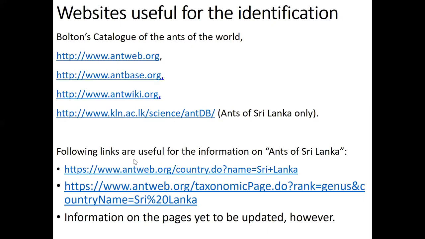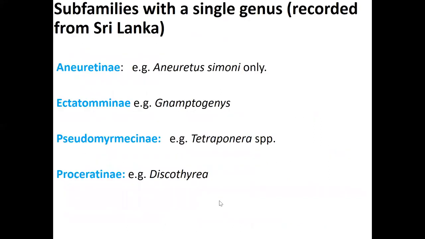And the following links are useful for information on ants of Sri Lanka. Again, on AntWeb, there's a page for Sri Lanka, right? You visit those and see the list. But still remember, information on the pages is yet to be updated, because in here also there are certain things to be corrected. There are certain names to be added. So it's not complete in any way.